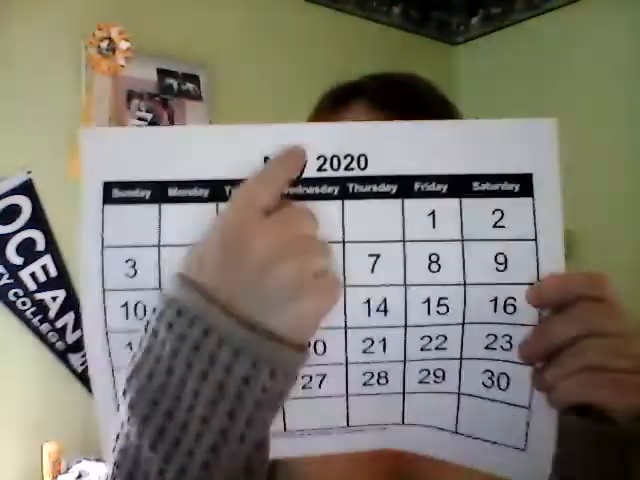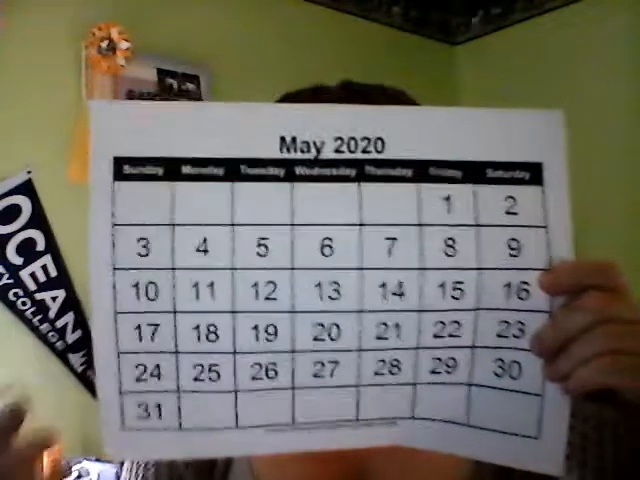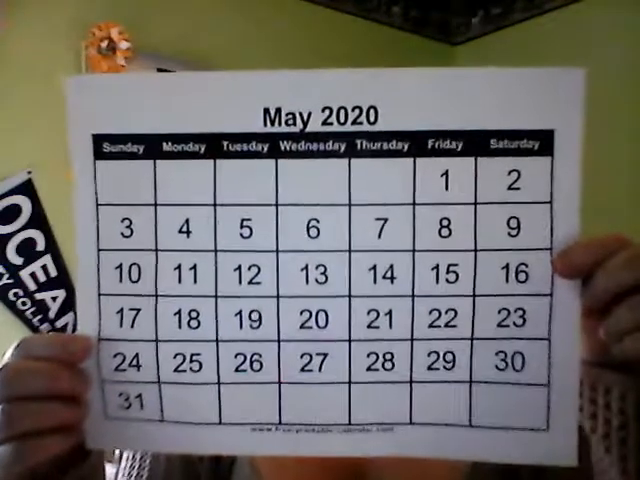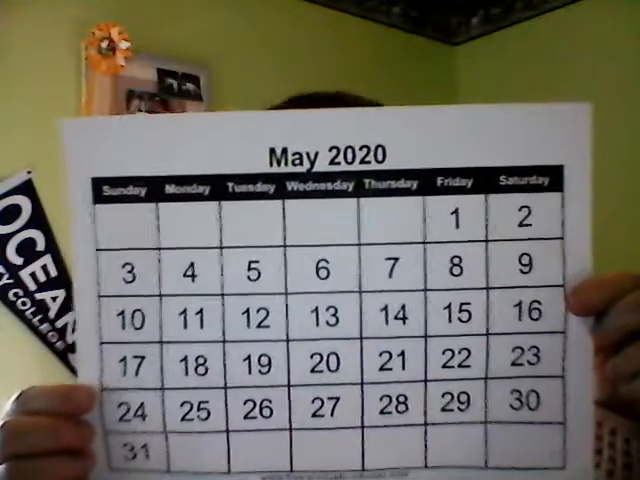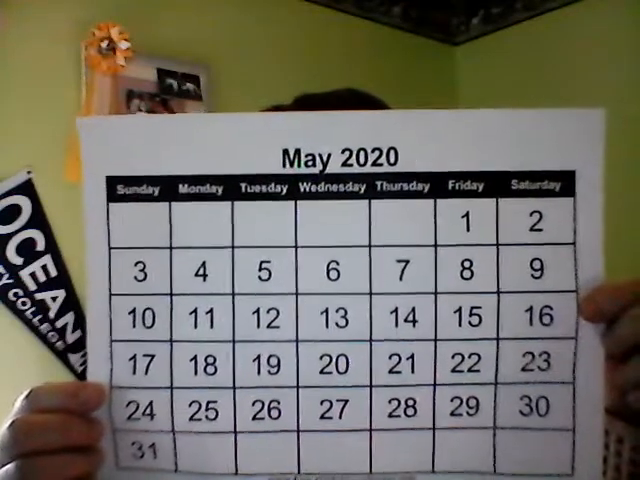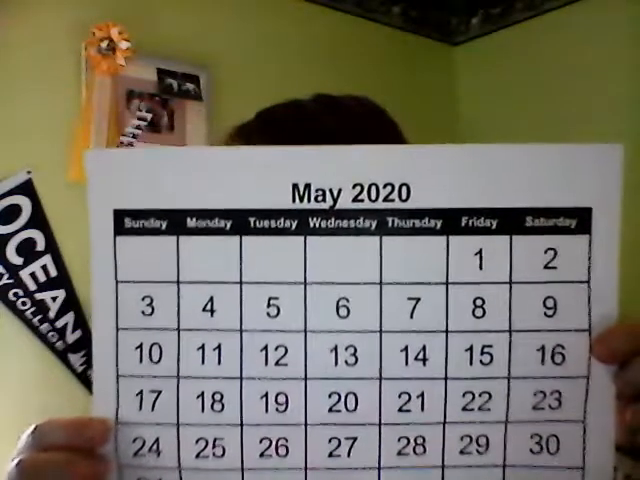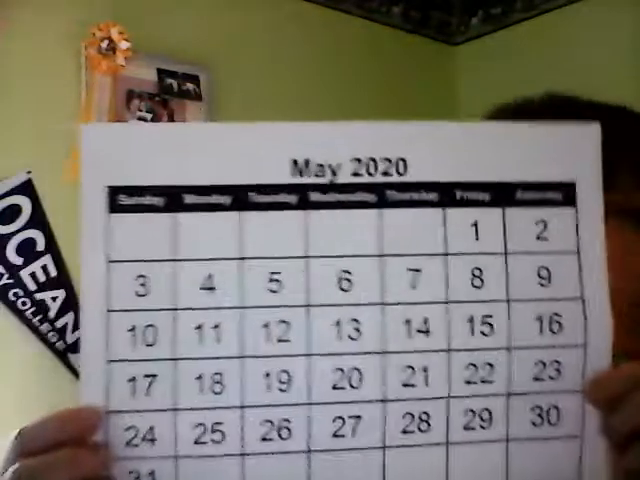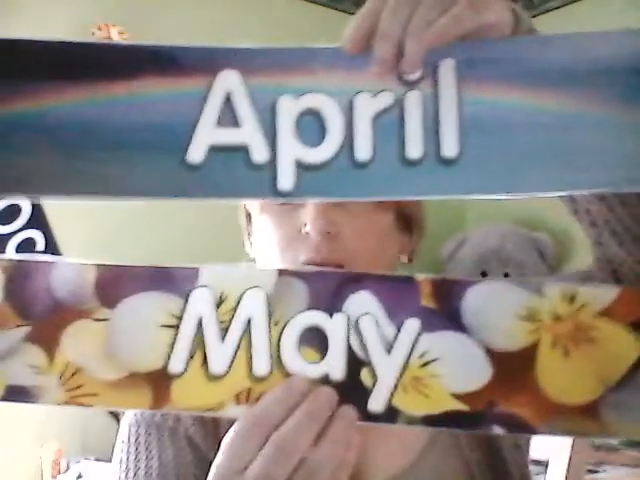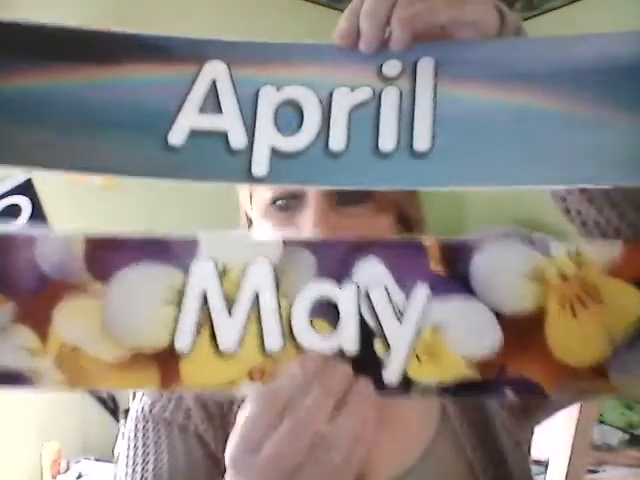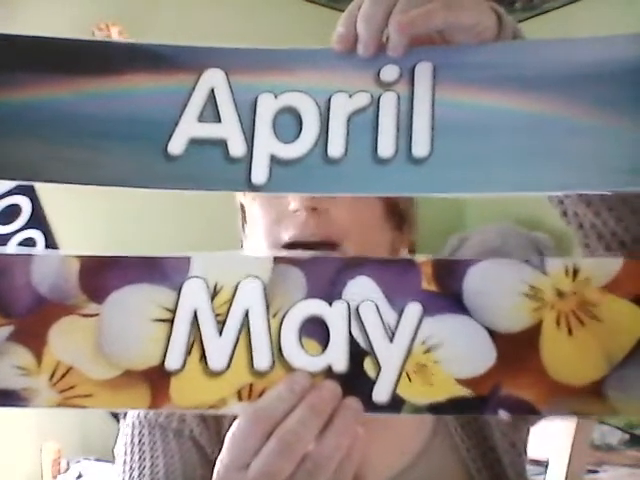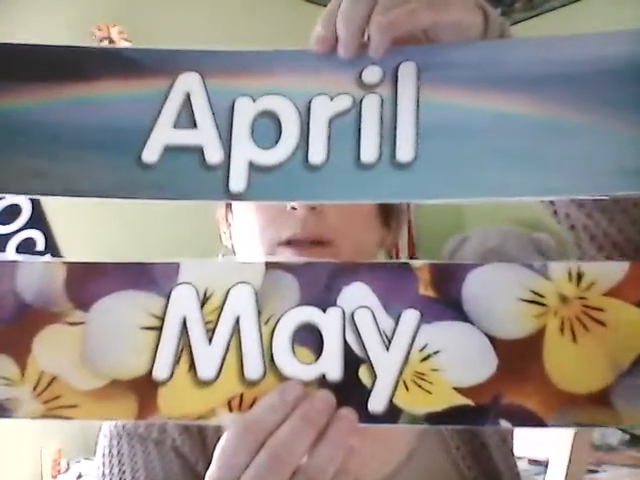I need you to find the top, the middle, and the bottom. Good job. At the top of your calendar, what information do you find? The month. Touch the month. What month is it? Is the month April or May? Looking on your calendar, what letter does the month start with? It starts with an M. It is May. Nice job.